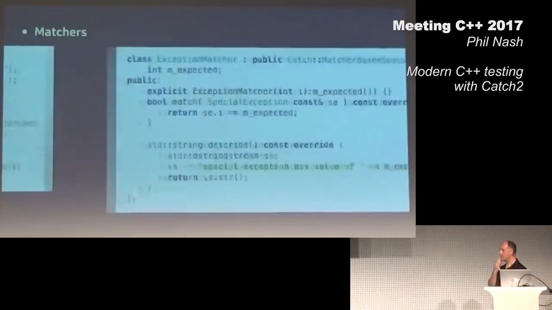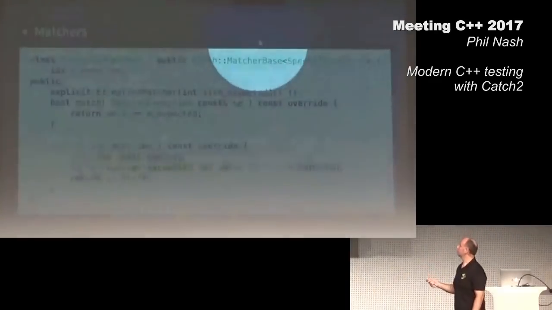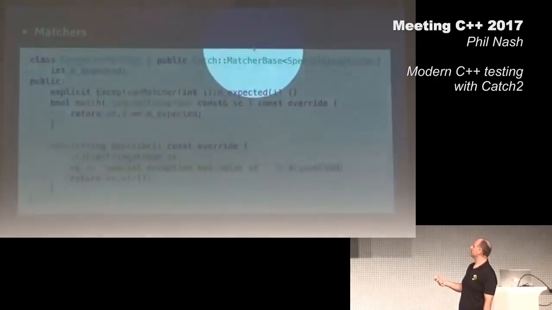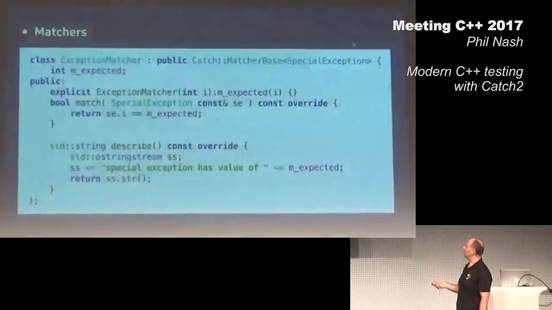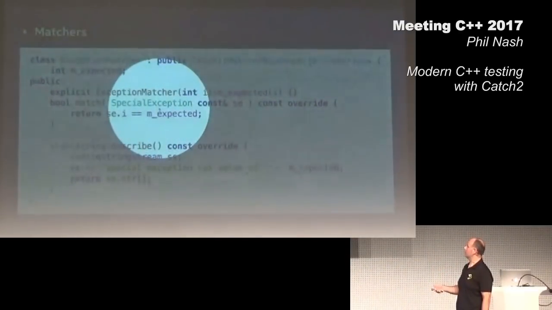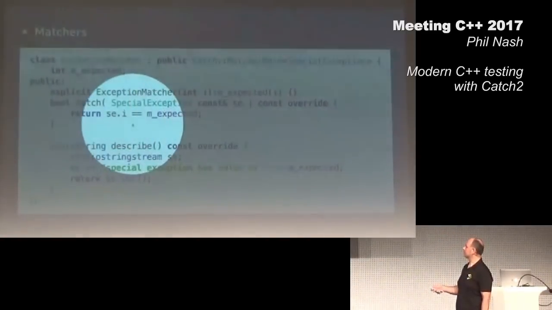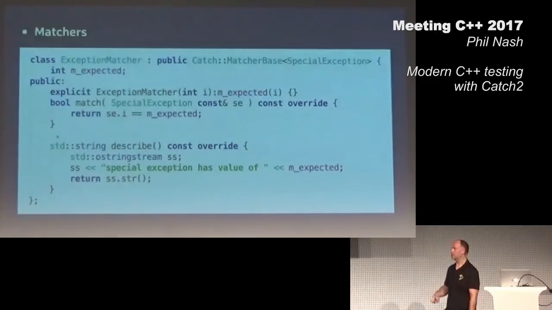But you can also extend with your own matchers. Here's what you need to do. You need a class that derives from Catch::MatcherBase, templatized on whatever it is you want to match against. And then you override two virtual methods. You've got match, which takes your type, returns a bool, and describe, that returns a string just describing whatever it is the matcher is doing, and that will be reported in the event of a failure. You usually have a constructor to take any data you want to parameterize on. And that's it. It's pretty straightforward, and then you can use that in code.